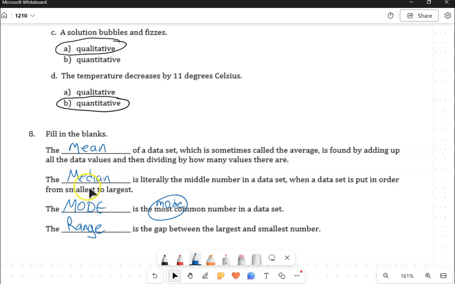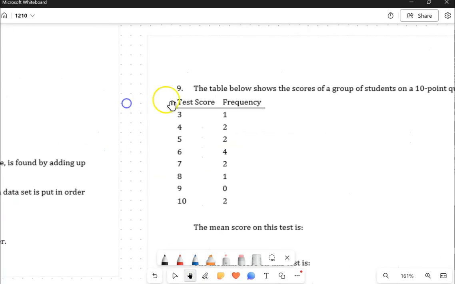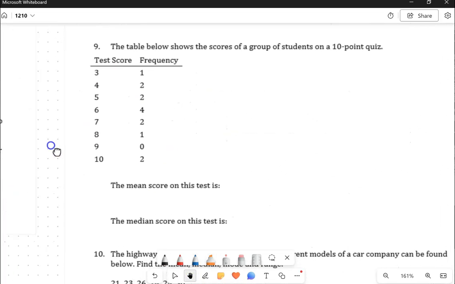So the top 3 are all considered like average, even though they're not all average. The top one's the literal average definition, the mean. And the bottom one is a measure of deviation or spread. Okay. Next up, number 9.